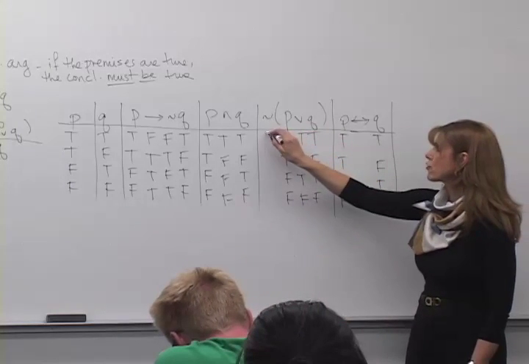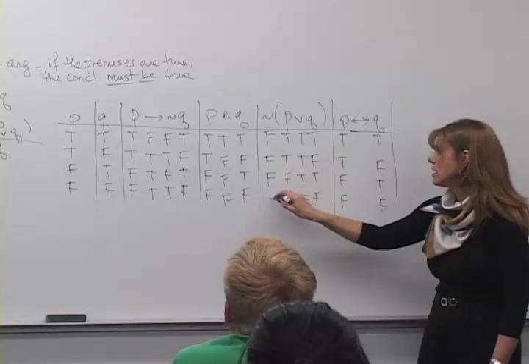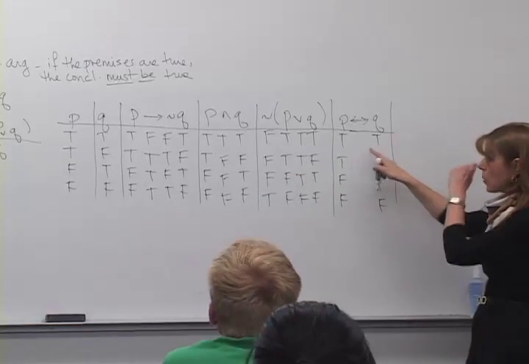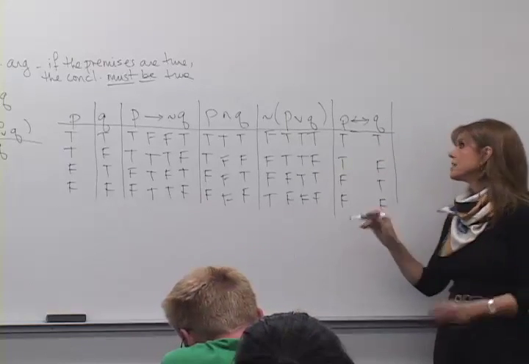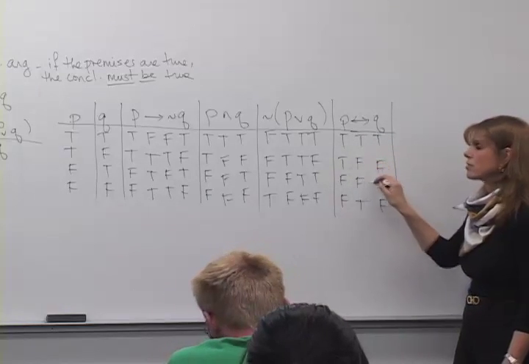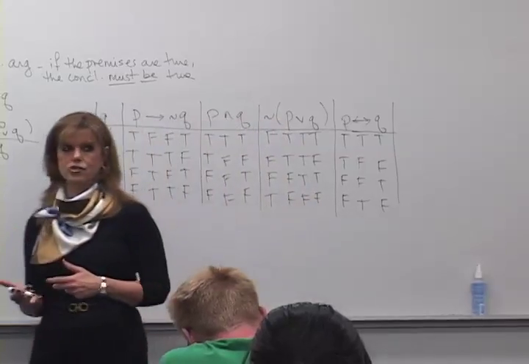So the negation of true is false. Negation of true is false. Negation of false is true. So I'm just filling it in. This one, when is the biconditional true? When both values are the same. So it's the same here, it's the same here. So basically I just filled it out just like I did with the proposition.